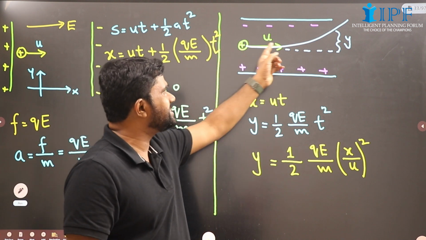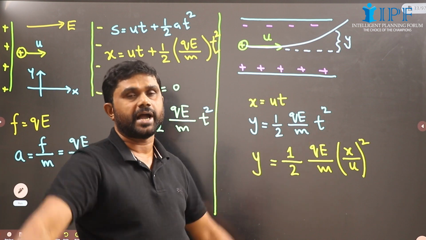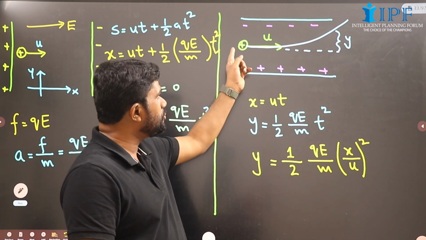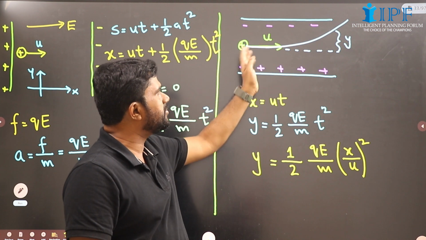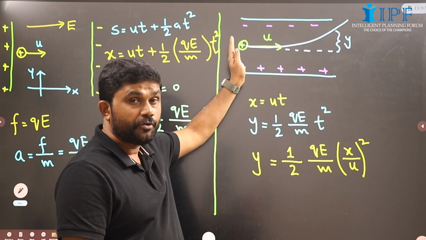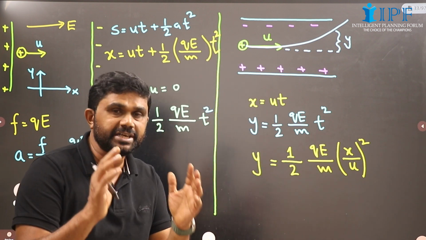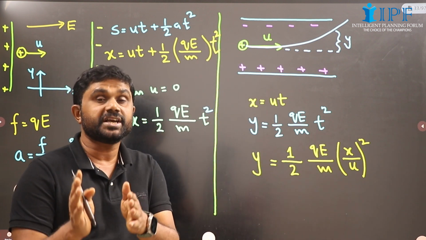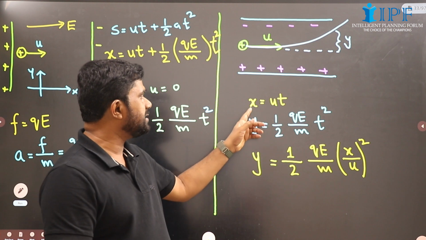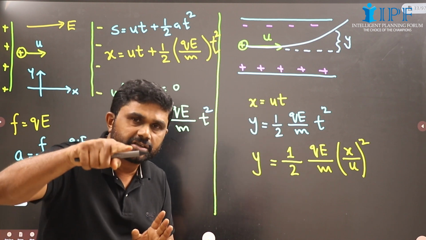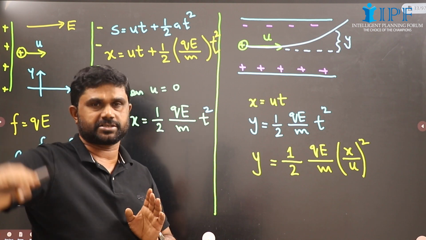See, along the x direction, there is no force acting on it. So there is no acceleration. So the horizontal component of the initial velocity u along the x direction will remain constant throughout the motion. So along the x direction, motion is with a constant velocity and the displacement will be simply velocity into time. See, initial velocity is only along the x direction.